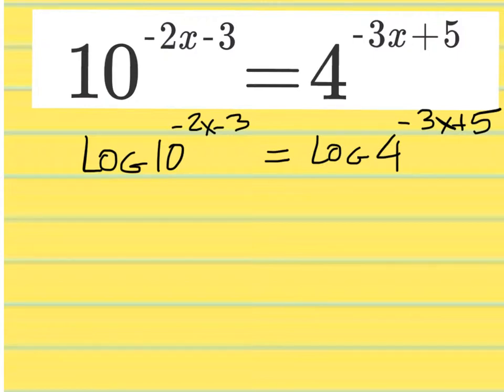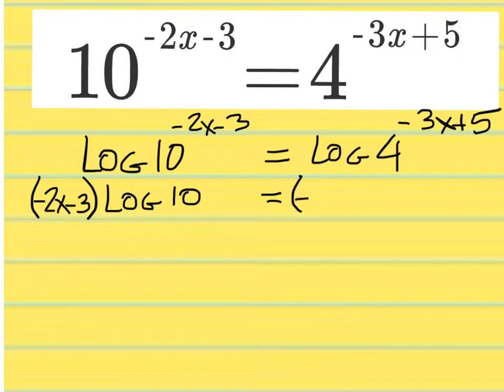Move your exponents out in front of the logs to get a negative 2x minus 3. That's a quantity times log 10. And then on the other side, quantity of negative 3x plus 5, close the quantity, times log 4.